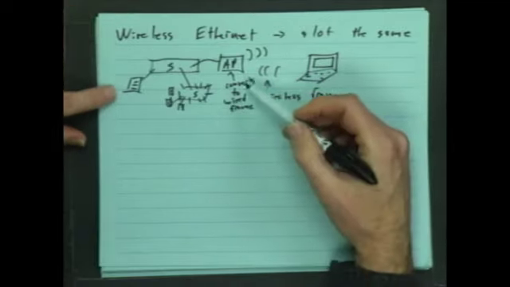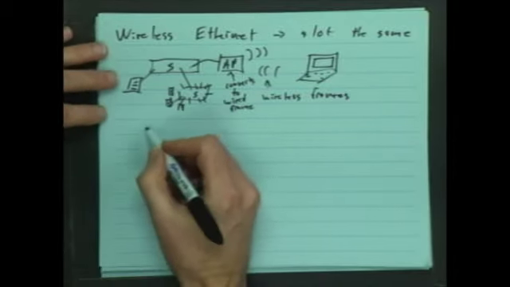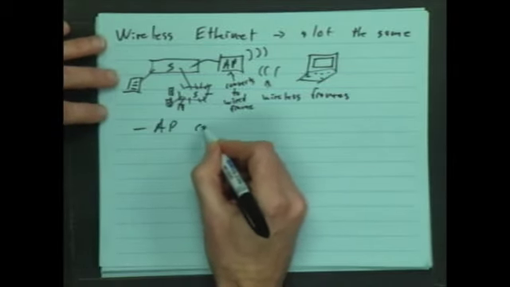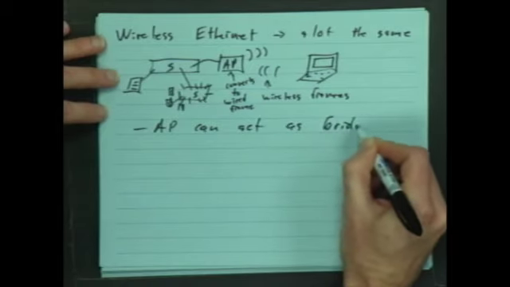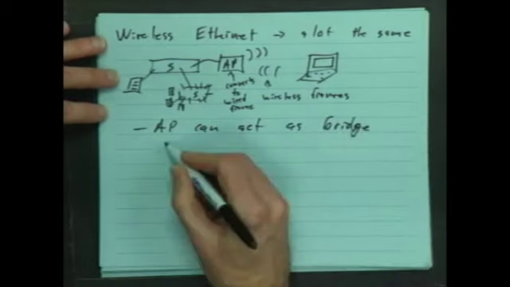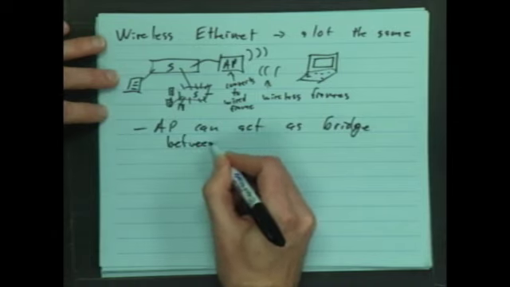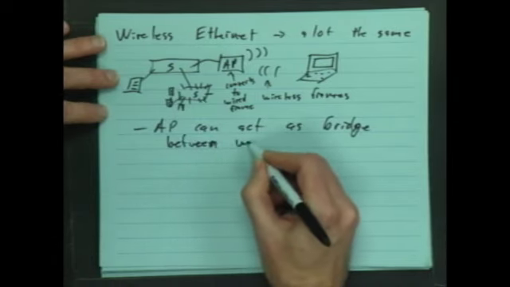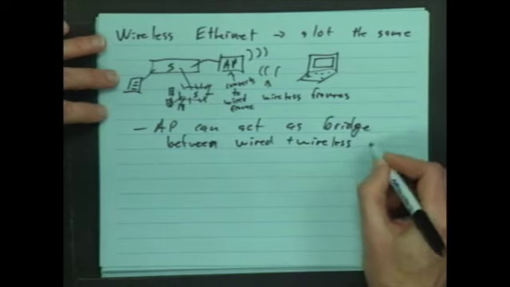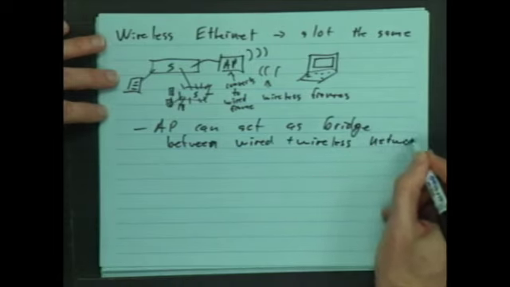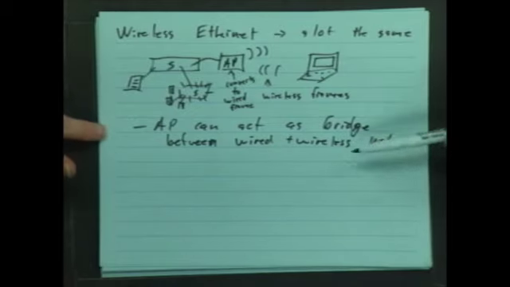Okay? So the access point can act basically as a bridge. As a bridge between the wired and the wireless network. That's the most simple operation. And that's what we're going to get into right now.